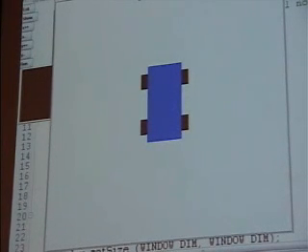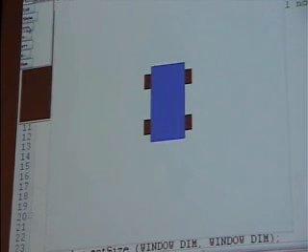So we can do various things, like x++ is going to increase the x value, which is going to move it slightly to the right. You notice it's moving over to the right.